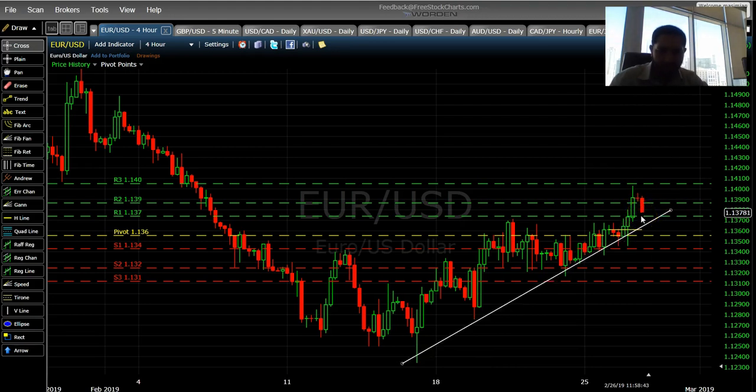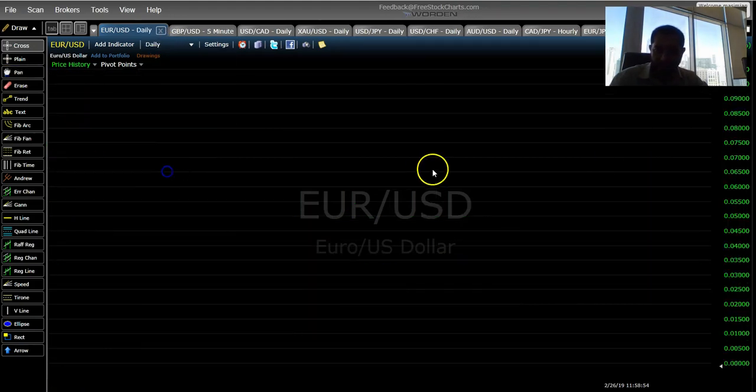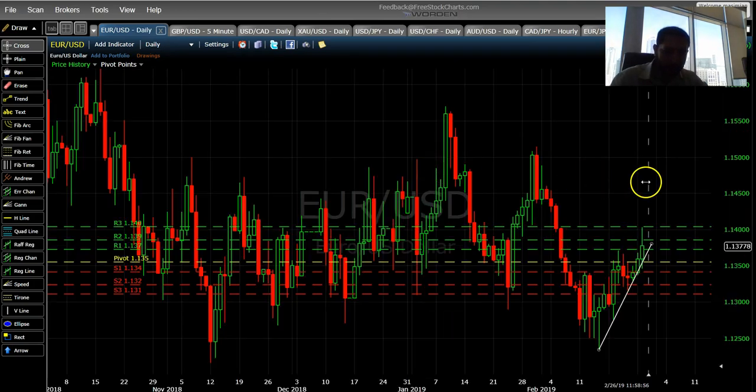I would expect that it will get rejected again at our resistance 1 at 1.137, and I'm expecting to form a bullish momentum further towards the upward direction. I will just take you to a daily chart, so you will have a much clearer picture.